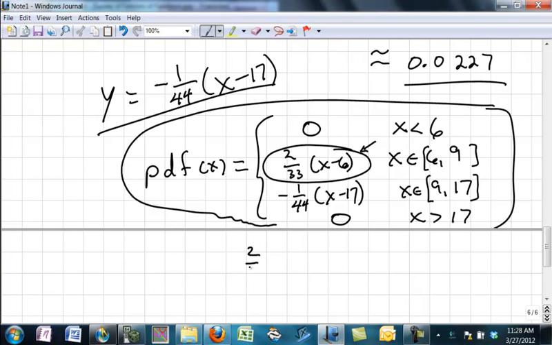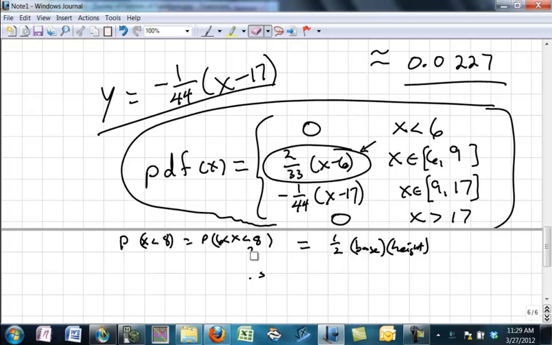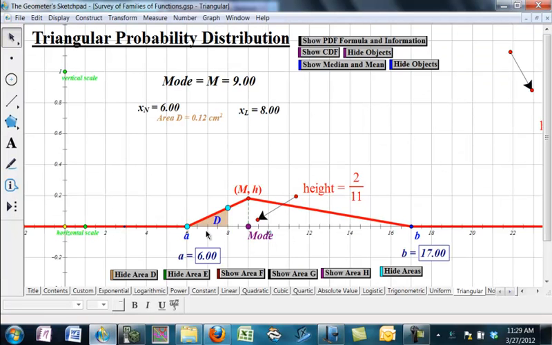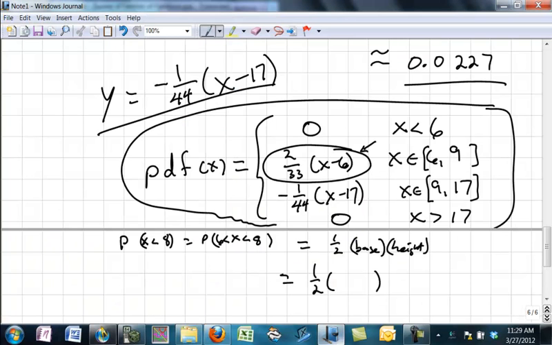So the probability that x is less than 8 is the probability that x is between 6 and 8, which is one half base times height, because it is the area of a triangle. Okay, so what does that give us? Well, one half. What about the base? The base here is going to be from 6 to 8. That's a distance of 2. We found that by doing 8 minus 6, so that's the base.